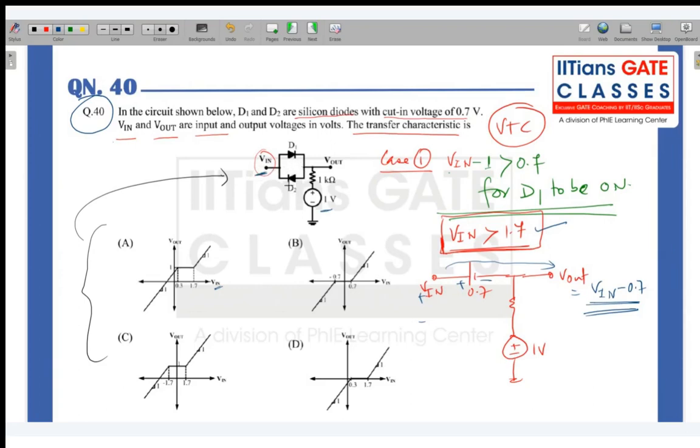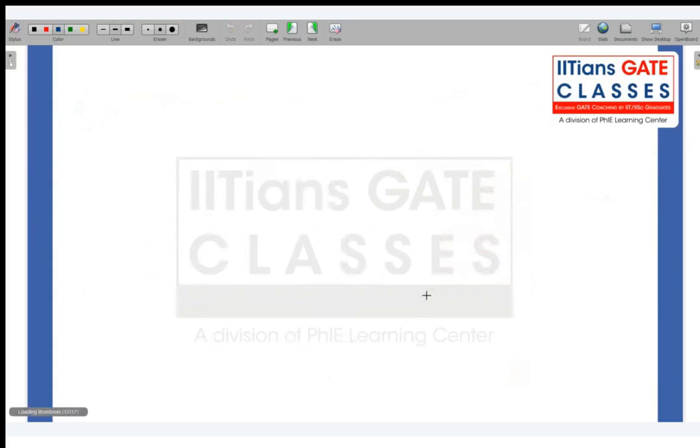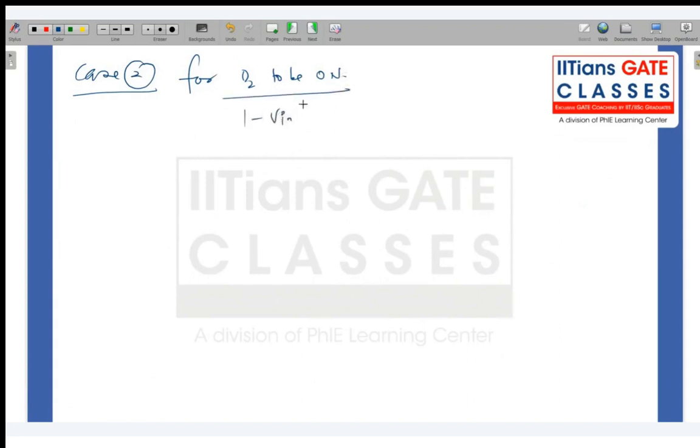So let me go ahead and write case 2. For D2 to be on, 1 minus V in will be greater than 0.7. Now, if your V in is less than 0.3 volt, then D2 will be on and D1 will be off. Obviously, D1 will be off, right?